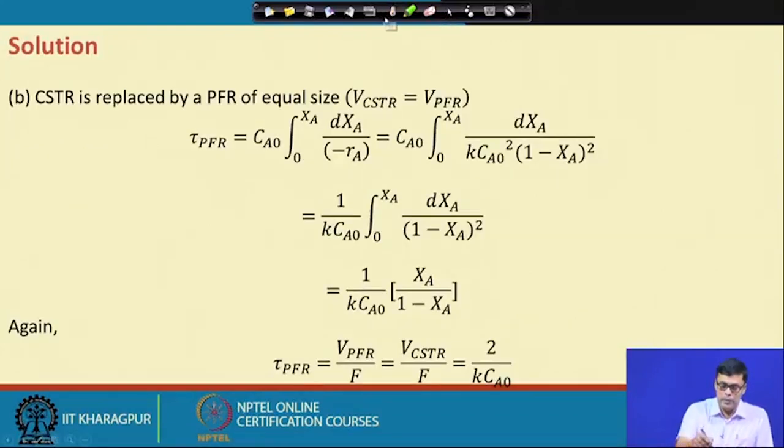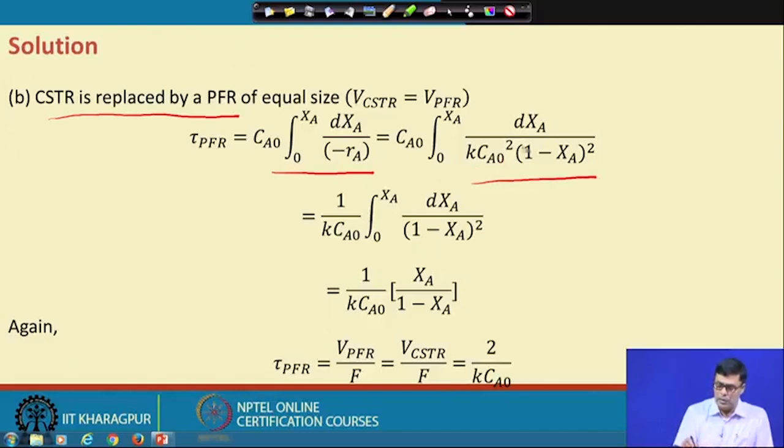The next part is very interesting. What I am saying is, if the CSTR is replaced by a plug flow reactor, what is the expression for the plug flow reactor? It is this one. So we can solve this equation like this, because we know this is K into C A 0 squared (1 minus X A) whole squared. So this will come here, and this is equal to V by F, and in case of CSTR it is like this. We said that everything remains constant, so we can equate like this.